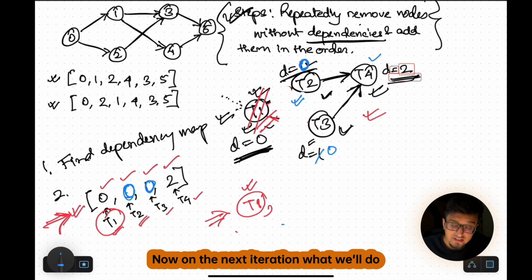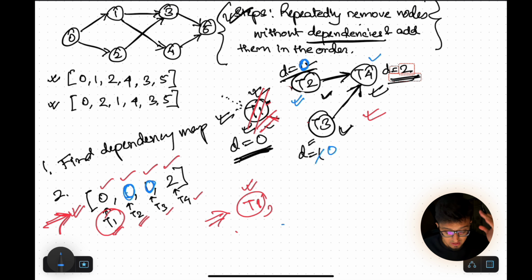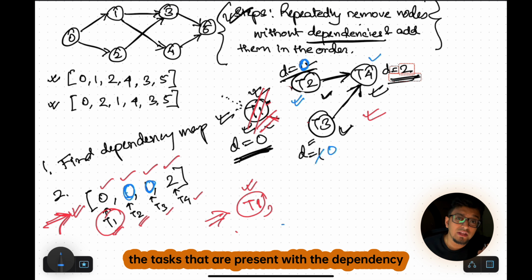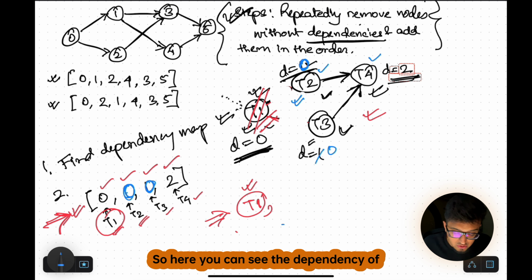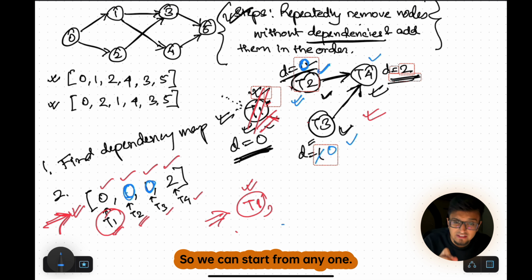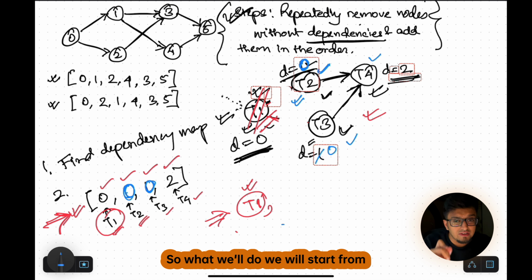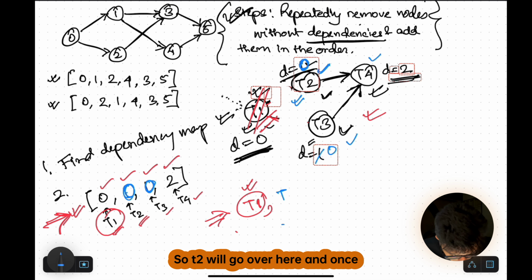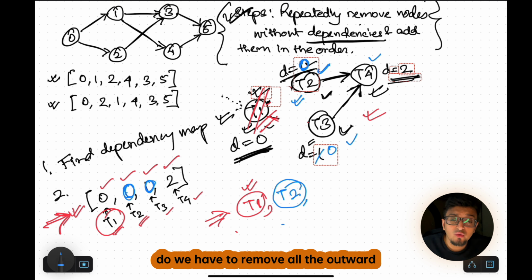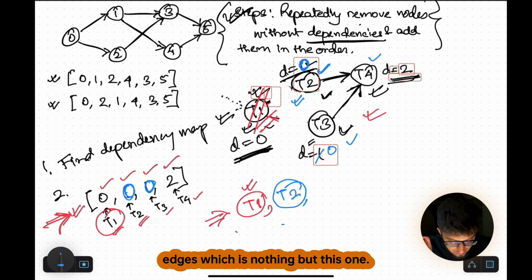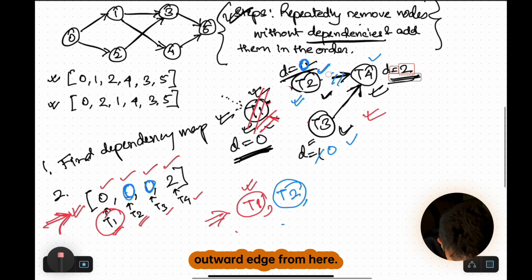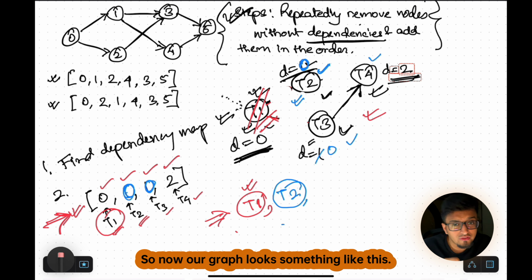Now on the next iteration, what we'll do? Again, we will do the same thing. We will check what are the nodes or the tasks that are present with the dependency as 0. So here you can see the dependency of both T2 and T3 is 0. So we can start from any one. So what we'll do, we will start from T2 for example. So T2 will go over here. And once T2 goes over here, what we have to do, we have to remove all the outward edges, which is nothing but this one. So we will delete this outward edge from here. So now our graph looks something like this.